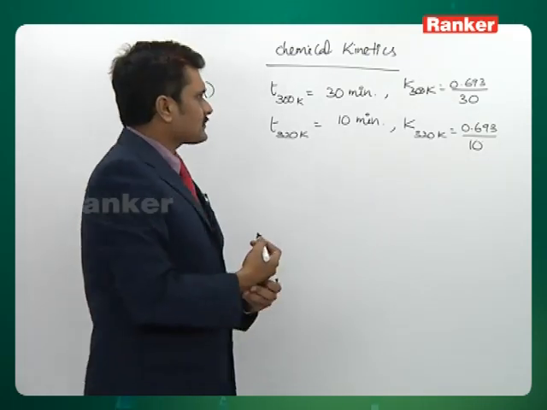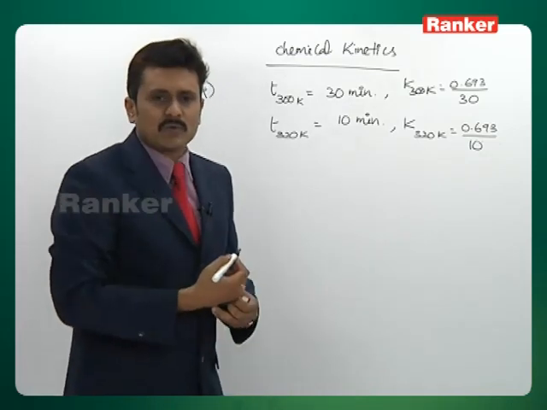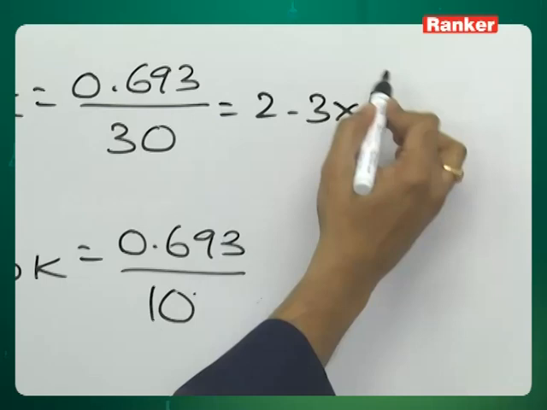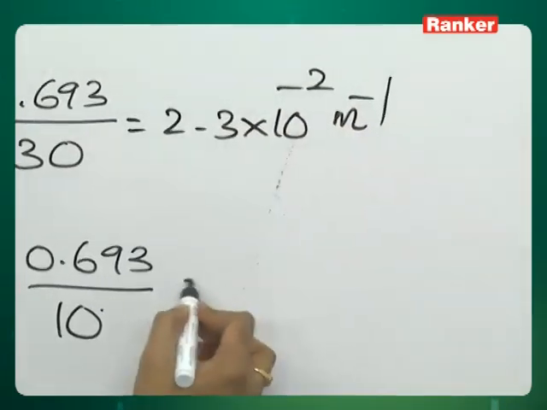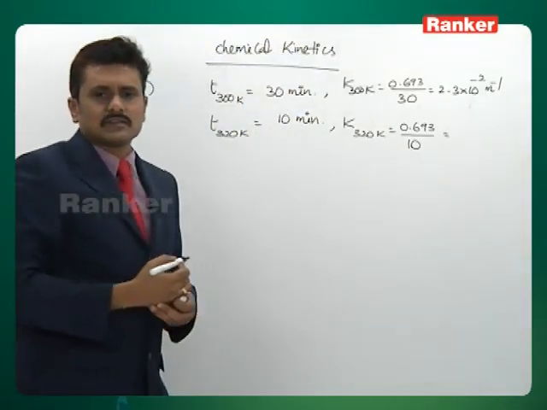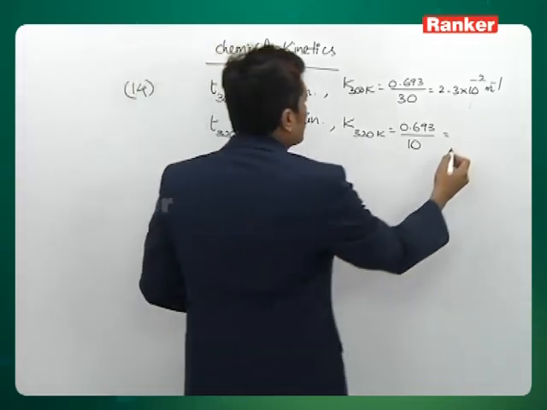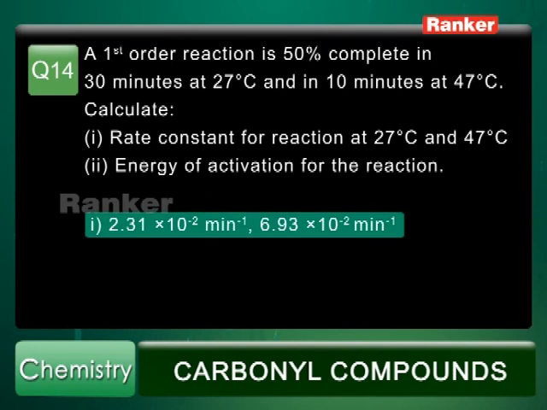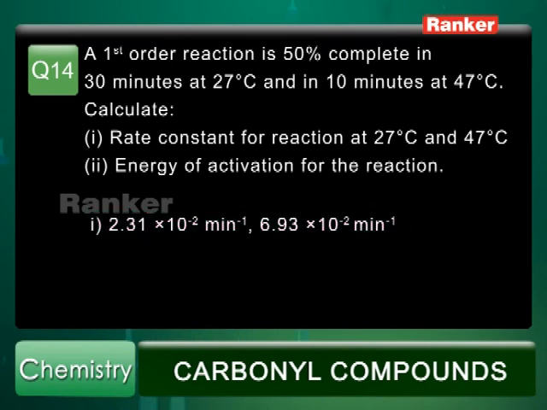So here when we simplify this, we are going to get 2.3 into 10 power minus 2 minute inverse, and this as 6.93 into 10 to the power minus 2 minute inverse after the simplification.